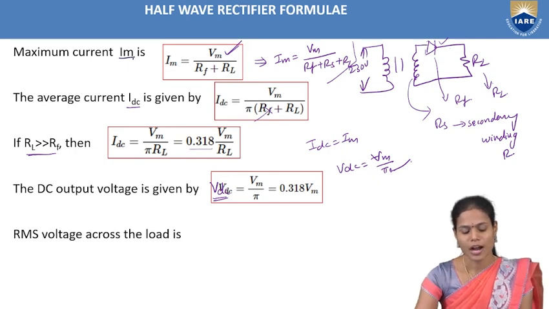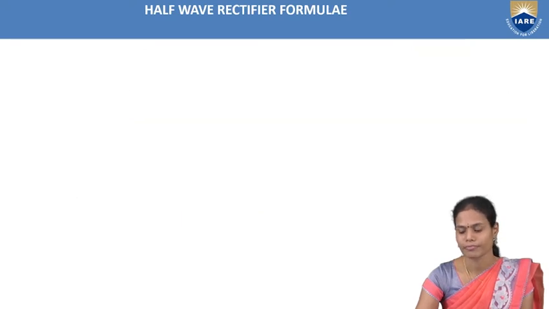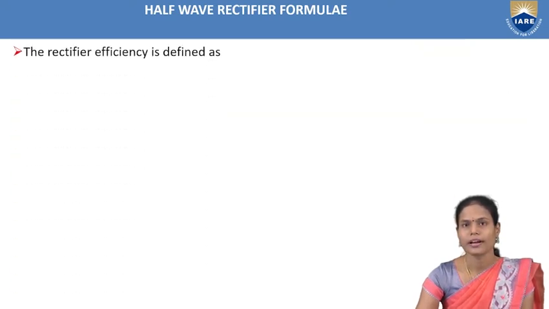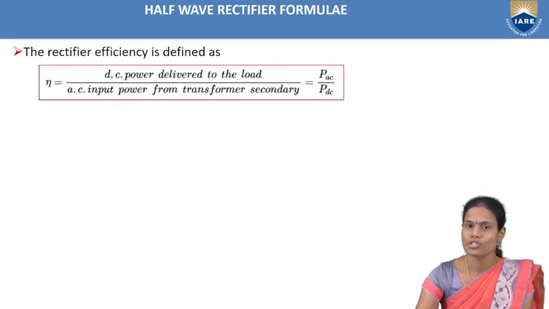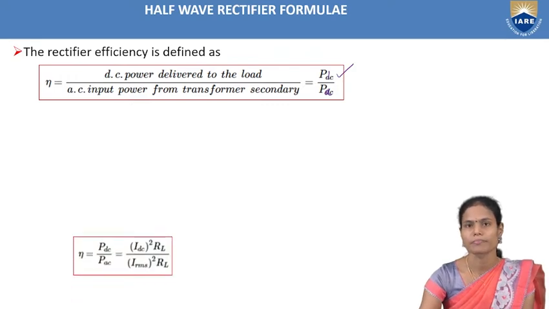Similarly, the RMS voltage across the load is VRMS, that is Vm by 2, that is half of the maximum applied input voltage. And next is the efficiency of the rectifier. That is the ratio of DC output power to the AC input power of the rectifier. We represent it as PDC by PAC. It is the ratio of PDC by PAC.